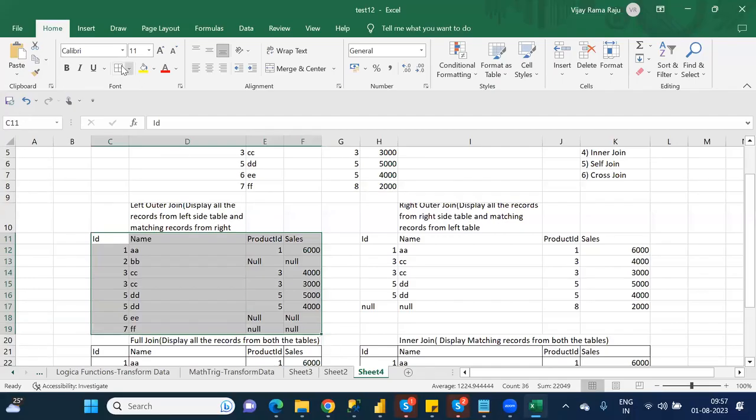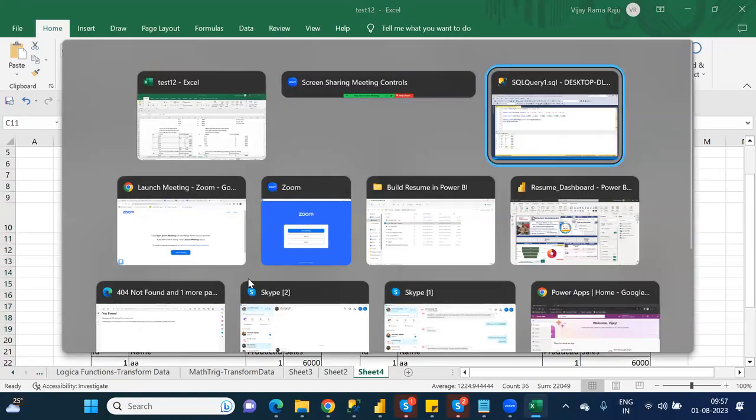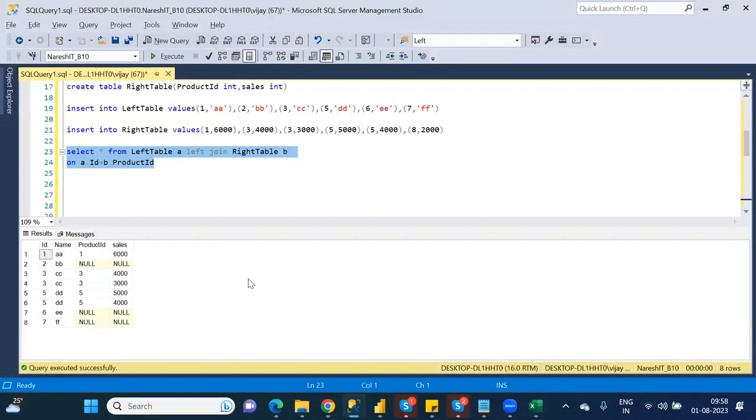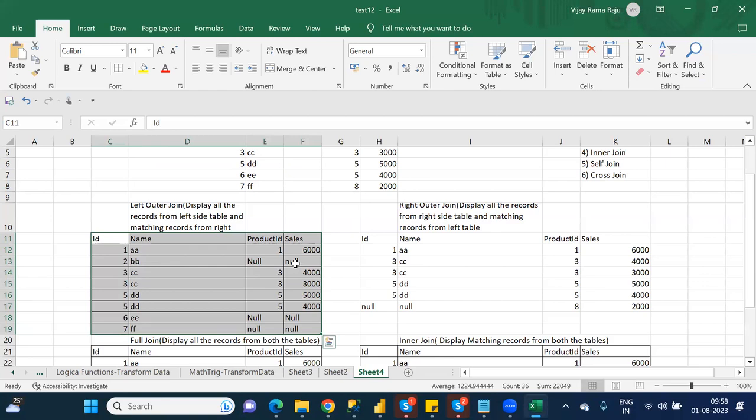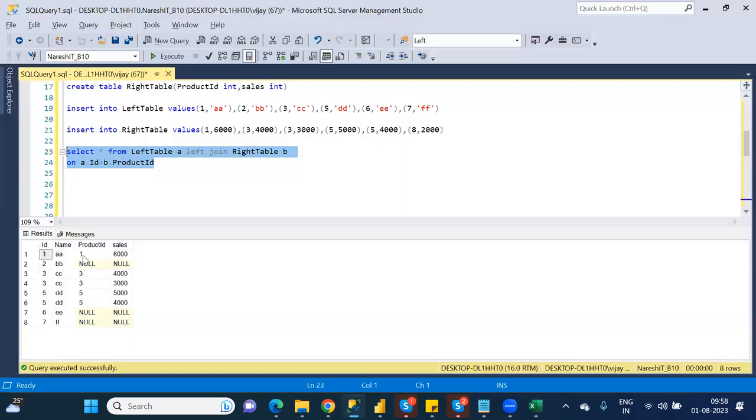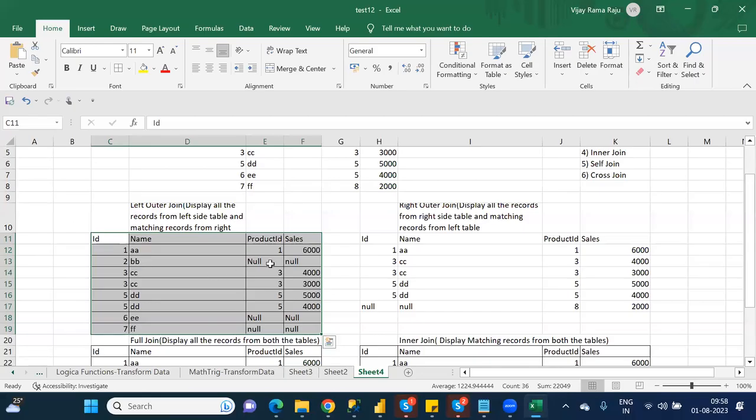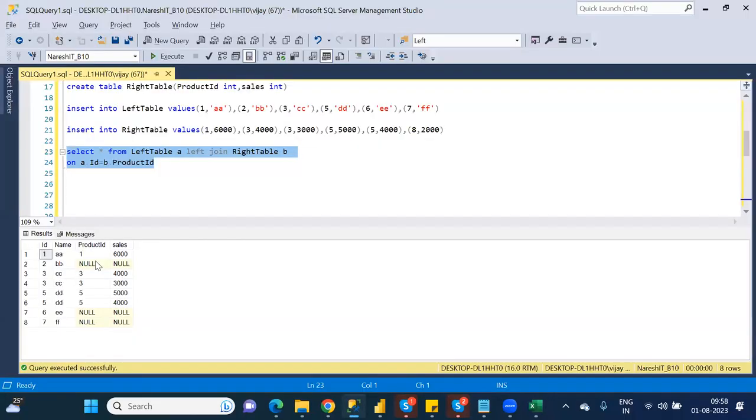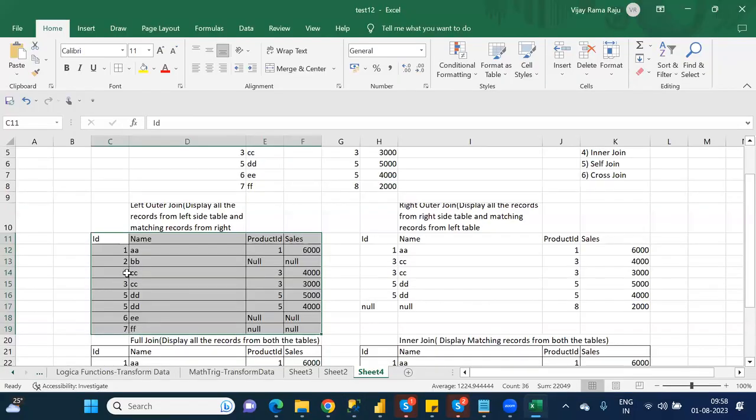This is the output for this left outer join. For one related, here it will be 16,000. See, 16,000. For two, it is not there, right? For two related, what will be there? Here itself, no. Three related, how many times will 3 be there? Matching 2 times. That's the reason these 3, CC, 4,000 and 3,000 will be there.